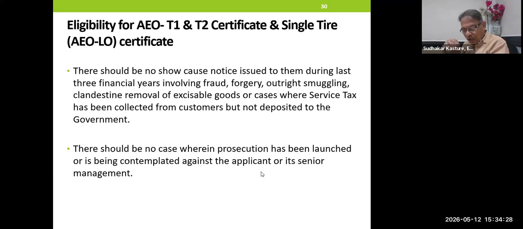If you are issued a normal show cause notice, then there is another provision made. There should be no case where prosecution has been launched or it's being contemplated against the applicant or its senior management. So, prosecution means offenses. Again, that is also understandable.